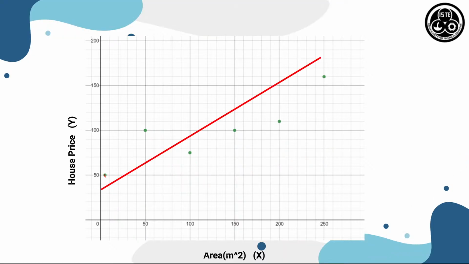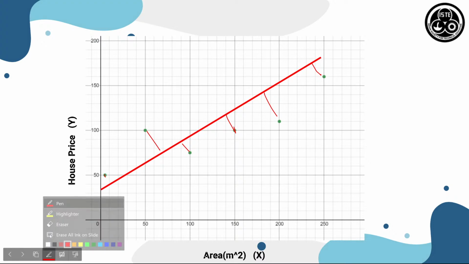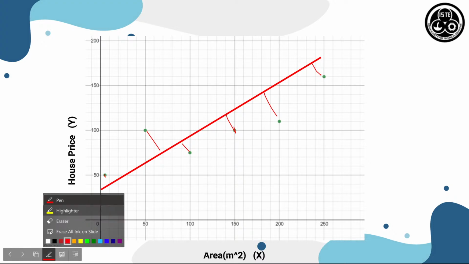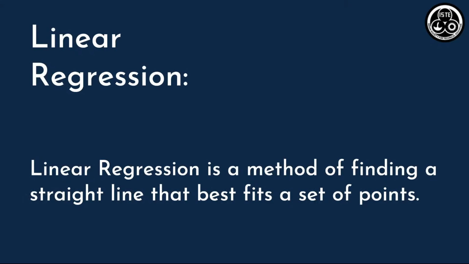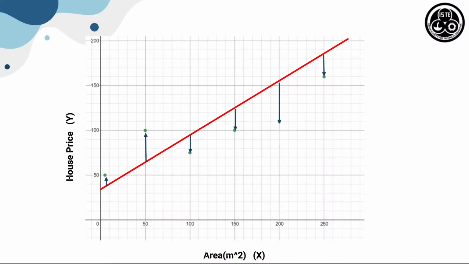Now, we are talking about the lines and the distances, so let's give these distances a good name, right? First of all, linear regression is a method of finding a straight line that best fits a set of points. So by linear regression, we are going to fit a line onto the data set and try to find the best line which could suit this data set. As I told you earlier, we'll be plotting a line which has the least distance from all these points.